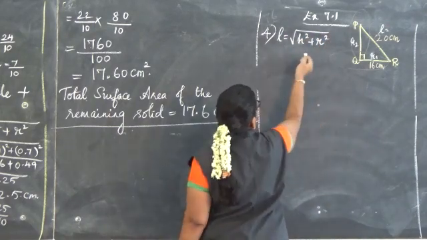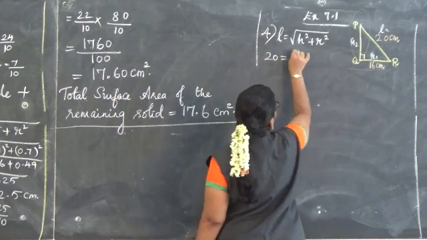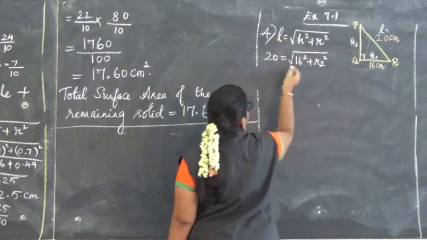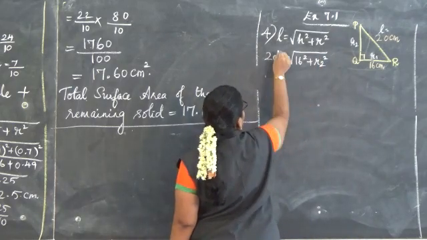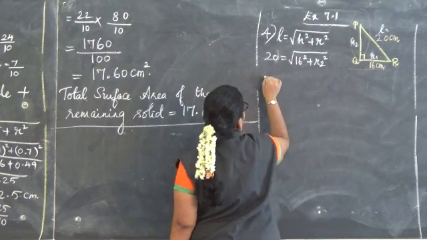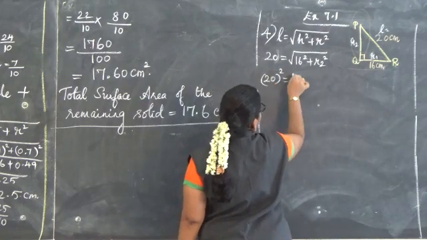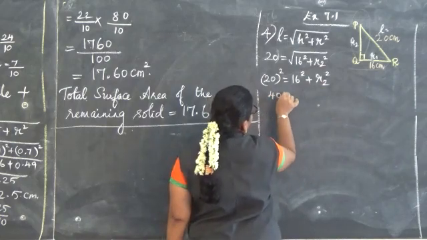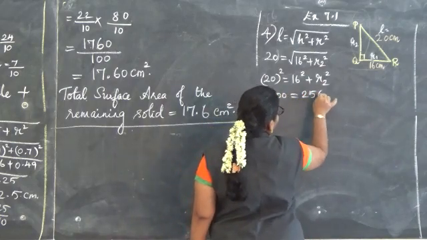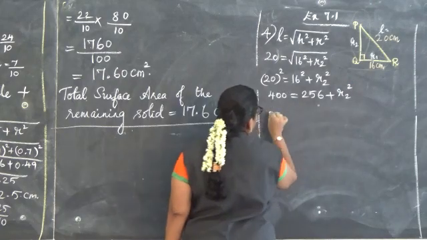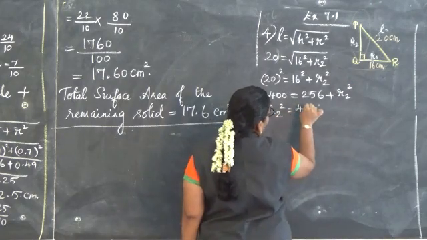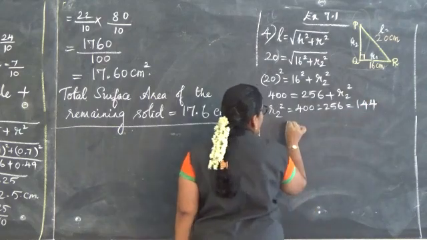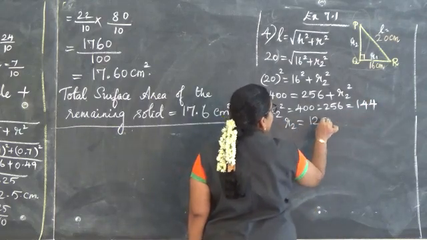In that condition, L is 20, equal to the square root of 16 square plus r2 square. When you square both sides, 20 the whole square is equal to 16 square plus r2 square. 400 is equal to 256 plus r2 square. r2 square is equal to 400 minus 256, which is equal to 144. So r2 is equal to 12 centimeter.